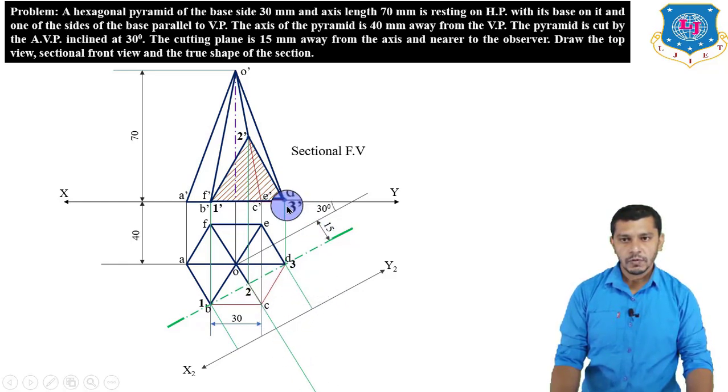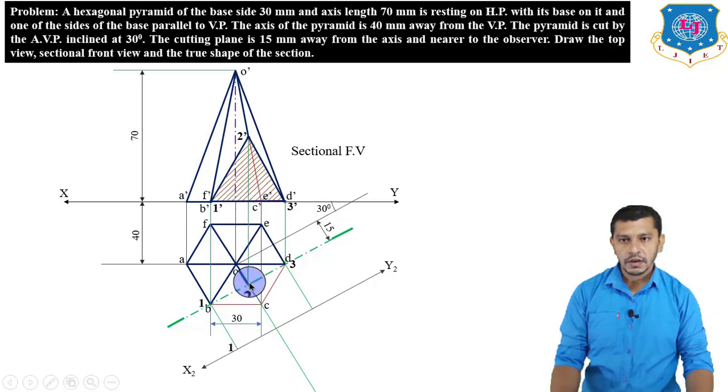Now what we have to do? We have to measure the points of the section from the intersection point of the projection of 1, 2, 3 to the XY reference line. So follow the projector of 1, and from the intersection point of this projector to the XY reference line, we have to measure the point of the section. So right now we have 1 dash on the XY reference line, so we will get the 1 over here in the true shape on the X2 Y2 line.